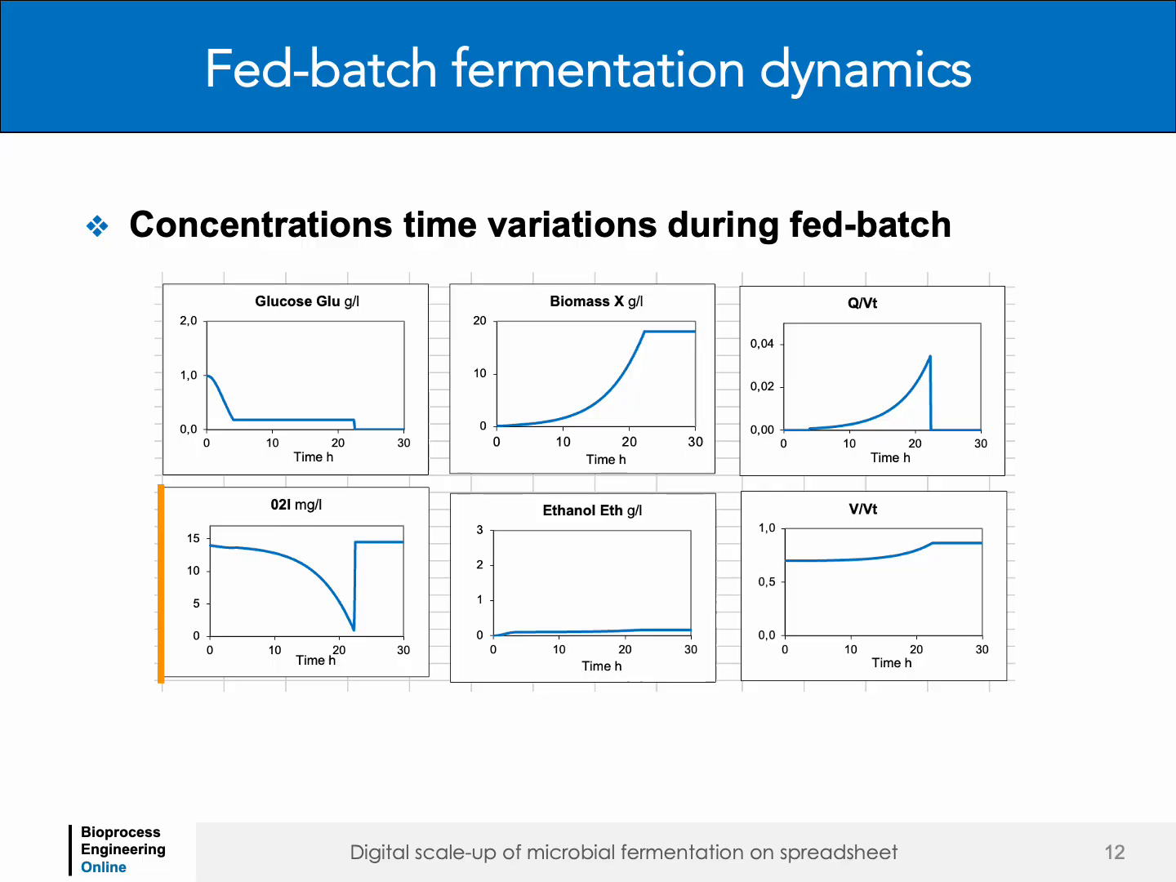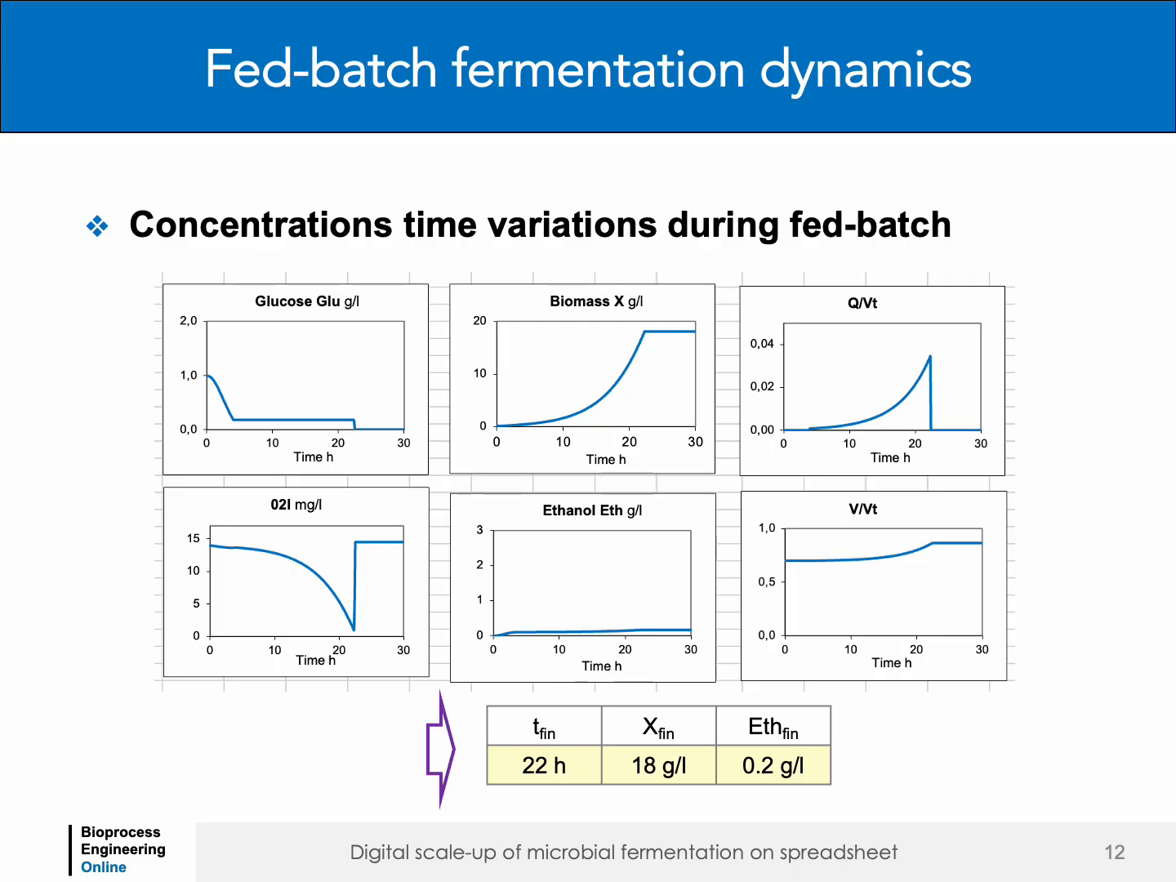dissolved oxygen concentration. The fermentation is terminated when the dissolved oxygen concentration reaches the critical minimum value of 1 milligram per liter. The spreadsheet model also predicts the total fermentation time, together with the final concentrations of yeast biomass and ethanol.